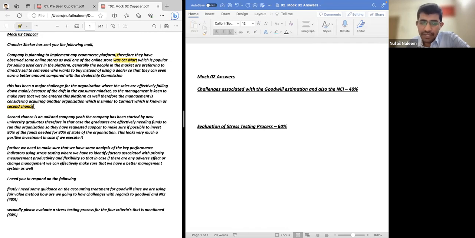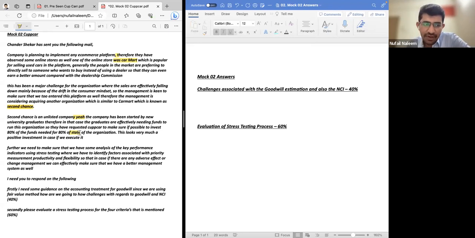We call it a proxy company in this case. Second Chance is an unlisted company, and the company has been started by new university graduates. Therefore, the graduates are effectively needing funds to run this organization. So they have requested Carmart to invest, if possible, 80% of the funds needed for an 80% stake of the organization.